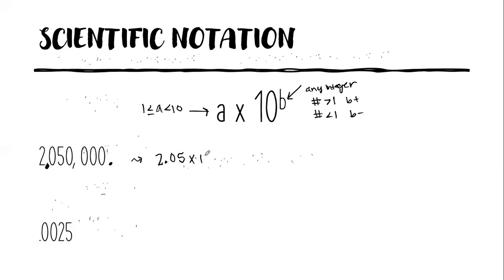2.05 times 10 to the power of, how do I figure out what that B is? How many spaces did I move the decimal place? So I moved it 1, 2, 3, 4, 5, 6. So I moved my decimal place 6 times. So 2.05 times 10 to the power of 6 would be this number written in scientific notation.